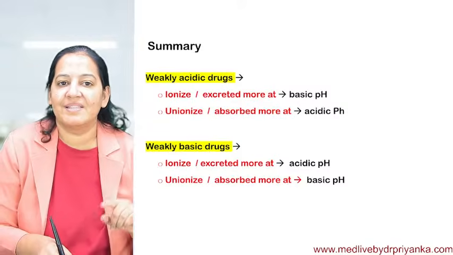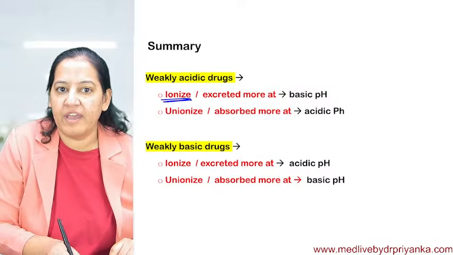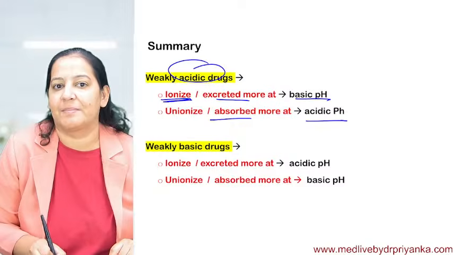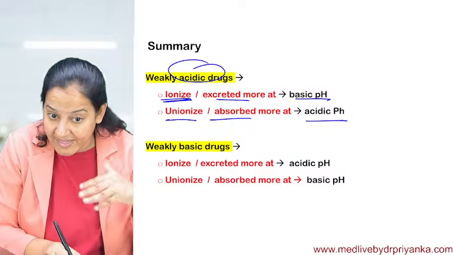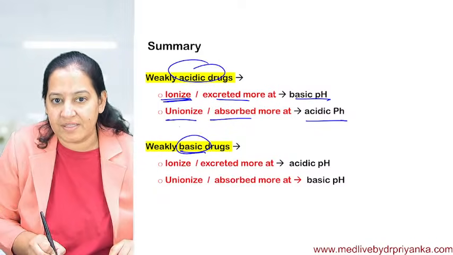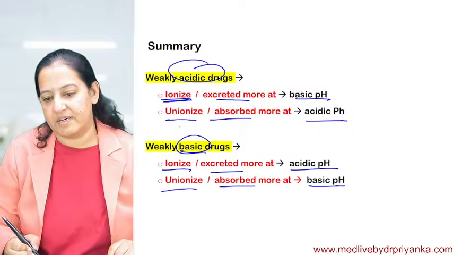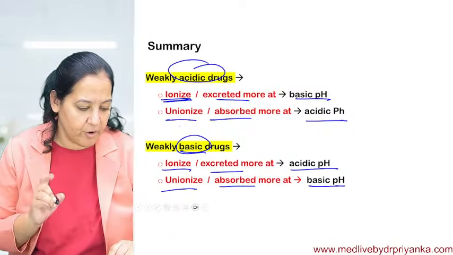So you can see the ionized form for acidic drug. Acidic drugs are absorbed in acidic medium and excreted in basic medium, but you have to say it in terms of ionized and unionized form. Same, basic drugs are absorbed in basic and excreted in acidic, but you have to say it in terms of ionized and unionized. Do you want me to say it again, or did everyone get it?